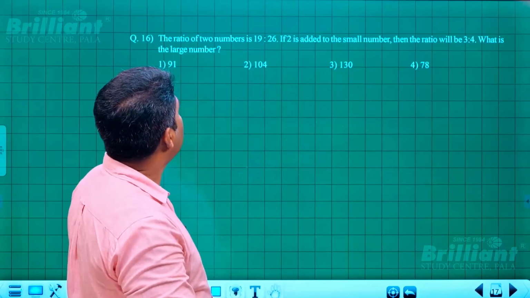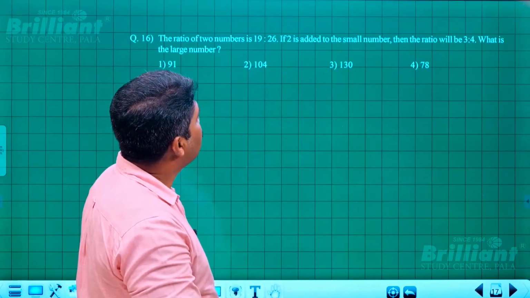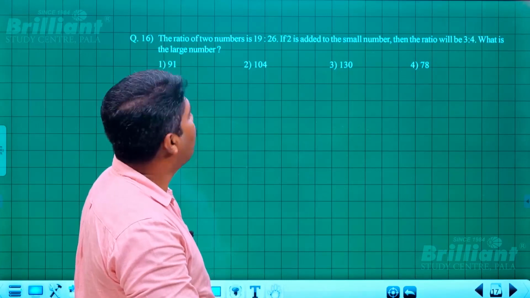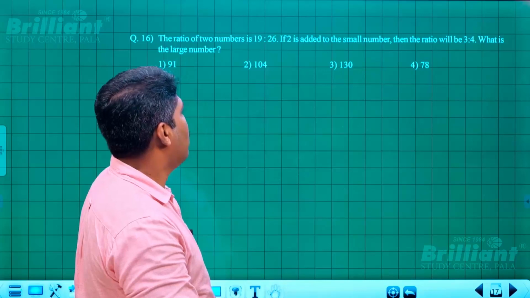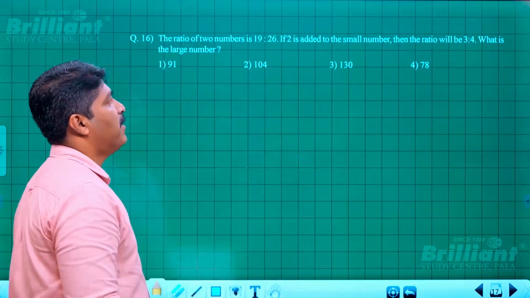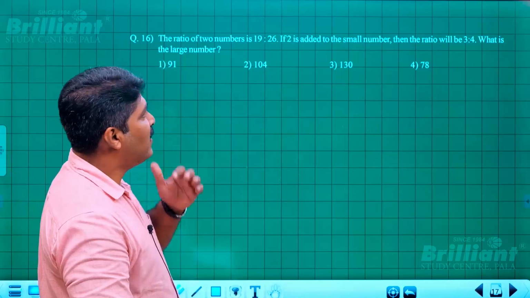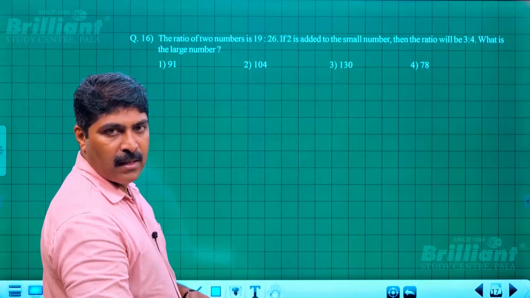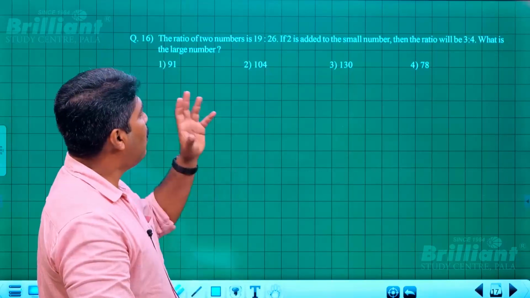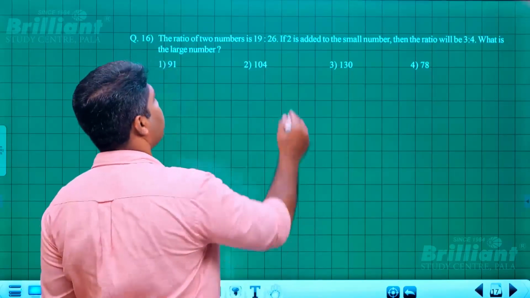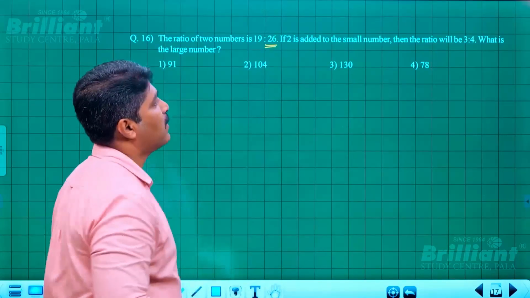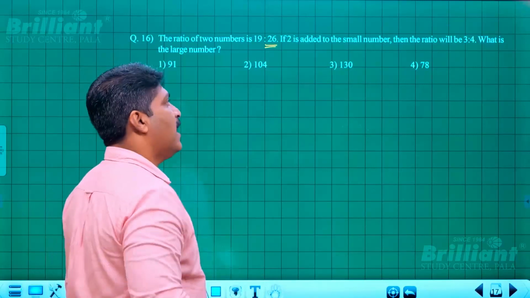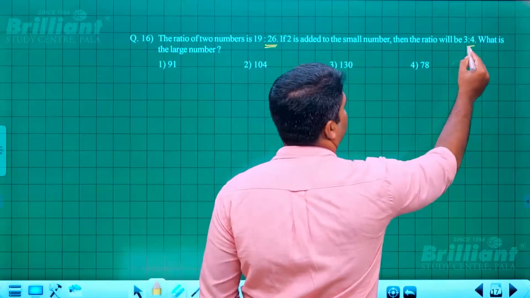So here the ratio of two numbers is 19 is to 26. If 2 is added to the small number, then the ratio becomes 3 is to 4. What will be the larger number? So here, the first point: this larger number is a multiple of 26. That's a simple logic here. We are going to find the larger number. The larger number is a multiple of 26, as well as a multiple of 4.